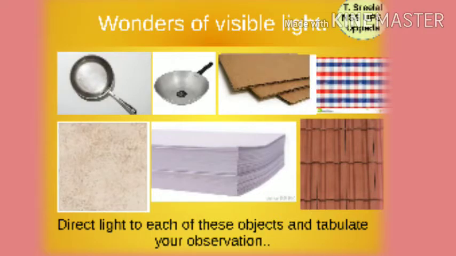Next, we can do an experiment. The materials required are a torch, a new steel plate, an aluminum vessel, a cardboard, a shining floor tile, a roof tile, a colored piece of cloth, and a paper. Direct light from the torch on each of these objects, and then find out which object will reflect light, which one does not reflect light, and which one partially reflects light. Find out.